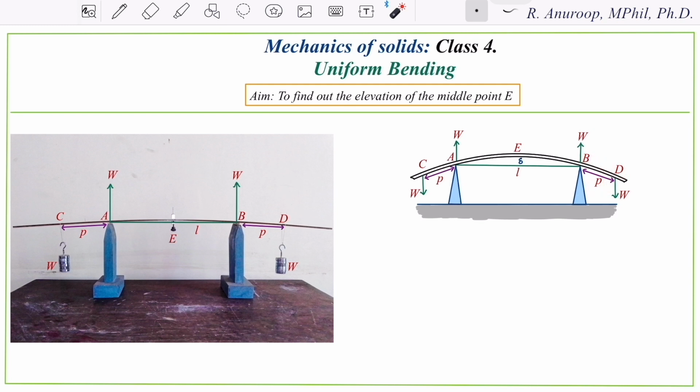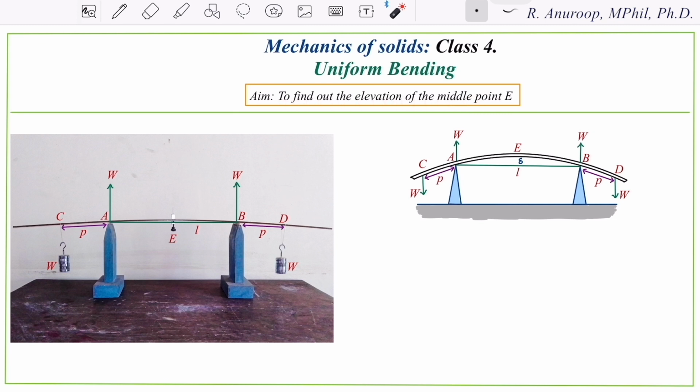Here equal weights are loaded at equal distances from the knife edge, and as a result, the beam is bent into the form of an arc of a circle with constant radius of curvature. So this kind of bending is called uniform bending. The reaction at A is W. The reaction at B is also W, where W is equal to mg, which acts vertically upwards.